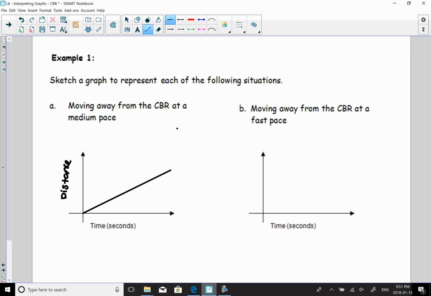A fast pace will be steeper, so it'll go like this. It'll be like a hill that's quite steep. That's how you know it's a fast pace.